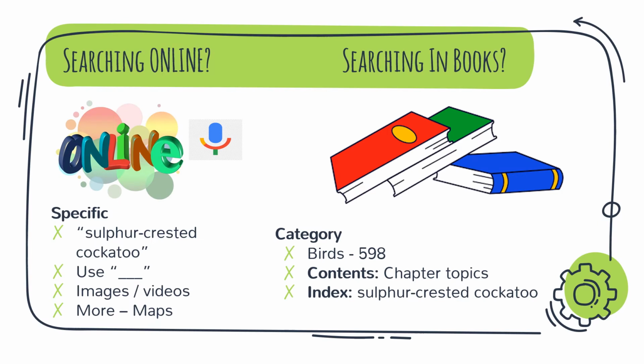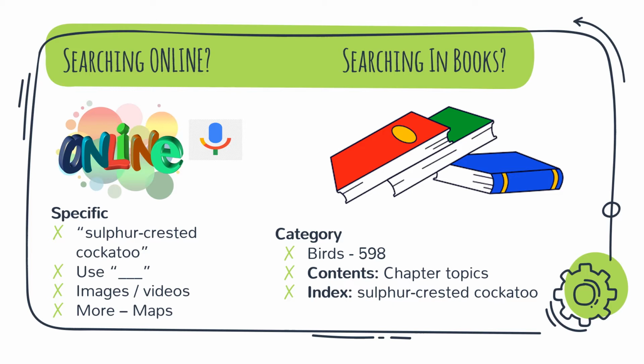So what's the difference between searching online and searching in books? When you search online, you're really specific with what you're searching for. So you would put in a term, sulphur-crested cockatoo, because that's the bird you're looking for, and you would put speech marks around what you're looking for, and that's going to get you there really fast.